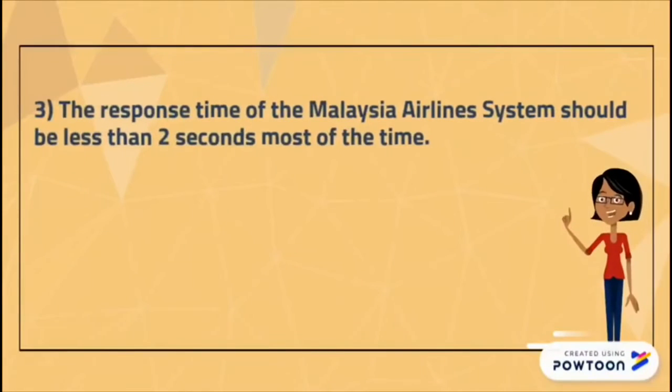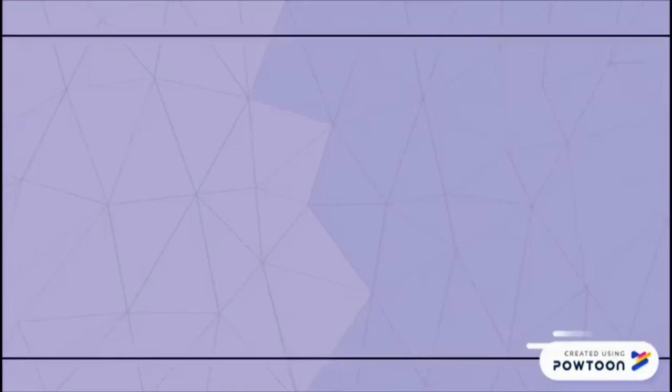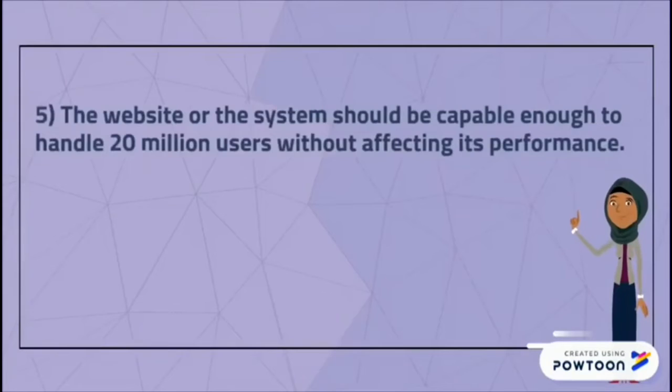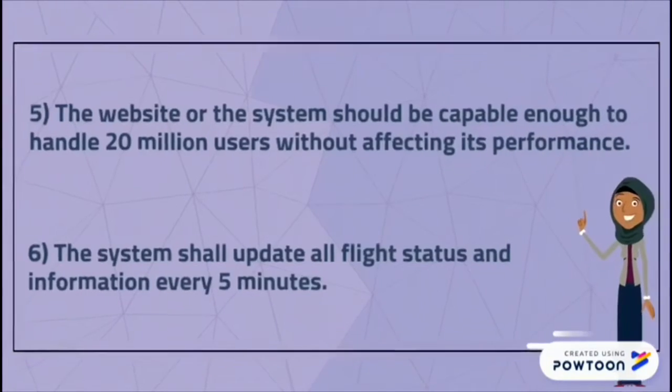Third, the response time of the Malaysia Airlines system should be less than 2 seconds most of the time. Fourth, a notification email will be sent to the user's email after the user updates their personal information in the system. Fifth, the website or the system should be capable enough to handle 20 million users without affecting its performance. Sixth, the system should update all flight status and information every 5 minutes.